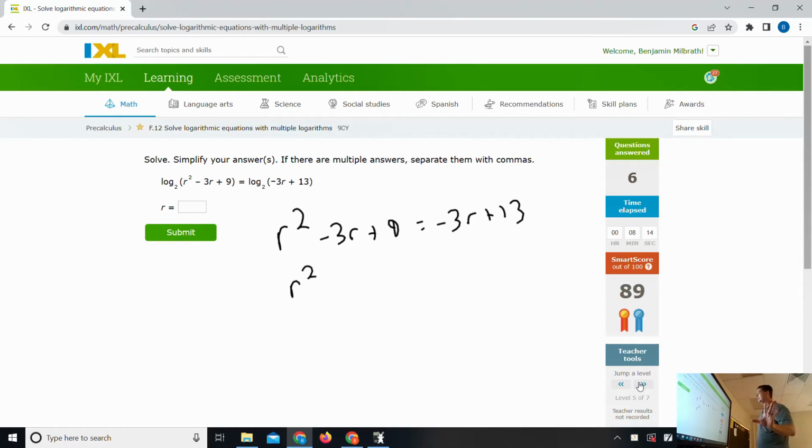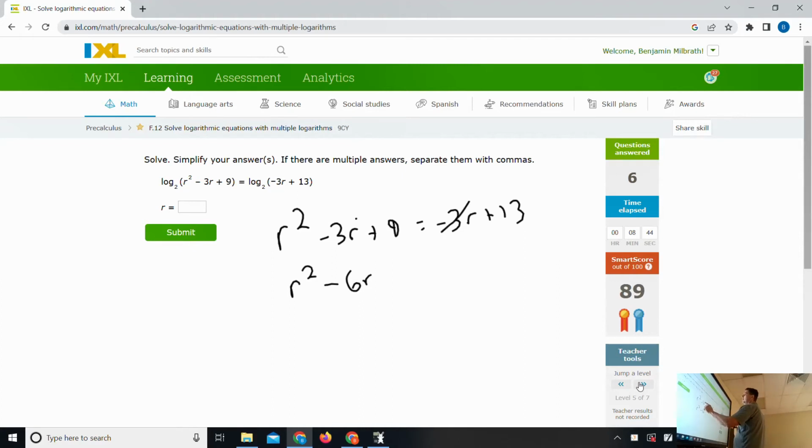Shift everything left. Negative 3r minus 3r is going to be negative 6r. That, believe it or not, is a 13. 9 minus 13 is what, negative 4? Aww. Really? You know, I just said, aww. It doesn't factor. Man. Did I mess up? I did mess up.